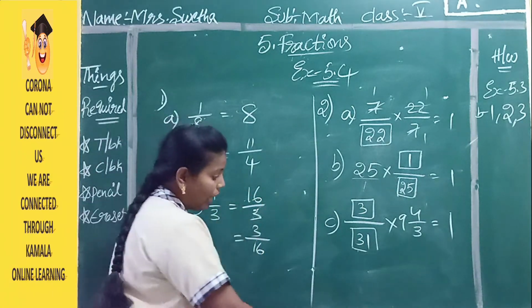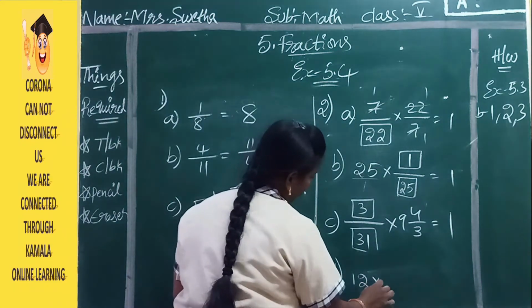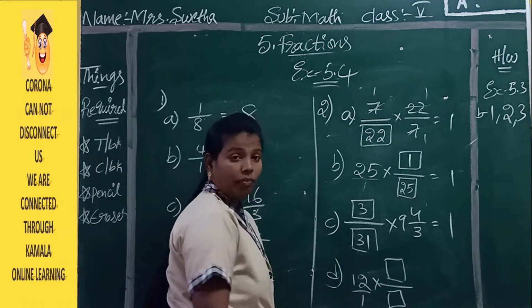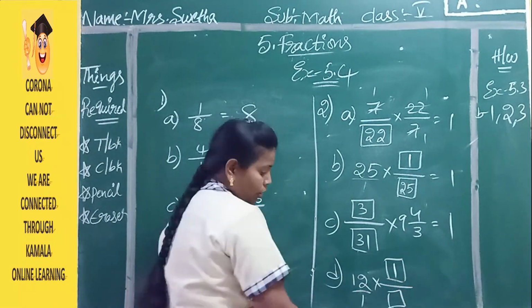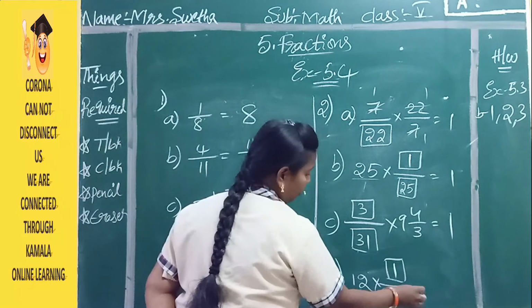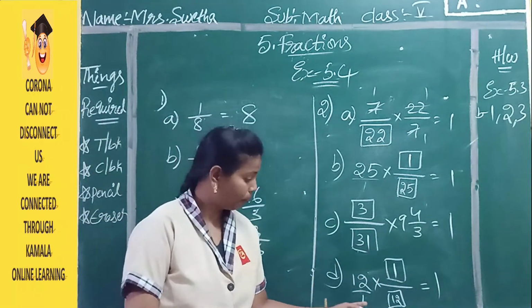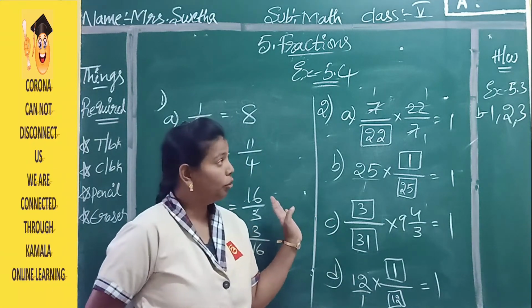Okay. And the fourth one you have one more. The fourth one is the same as your third one. Here the denominator 1 is there, you have to think like that. So here the numerator you will get 1. Here the numerator is 12, so here the denominator is 1. So here again obviously you will get your answer as 1. Okay. So by this we have completed our exercise 5.4 also.